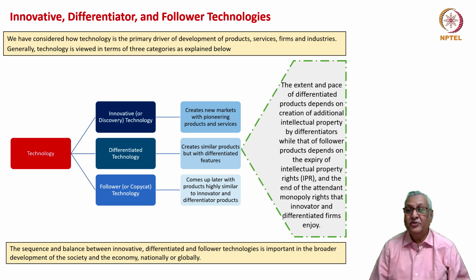The extent and pace of differentiated products depends on the creation of additional intellectual property by differentiators. That's where innovative streak gets important for differentiators. For the follower products, it depends on the expiry of the intellectual property protection and the end of the attendant monopoly rights, which the innovators and differentiators enjoy. The sequence and the balance between the three classes of firms, that is innovators, differentiators, and followers, is very much important in the broader development of society and the economy, whether it is in India or elsewhere in the world.